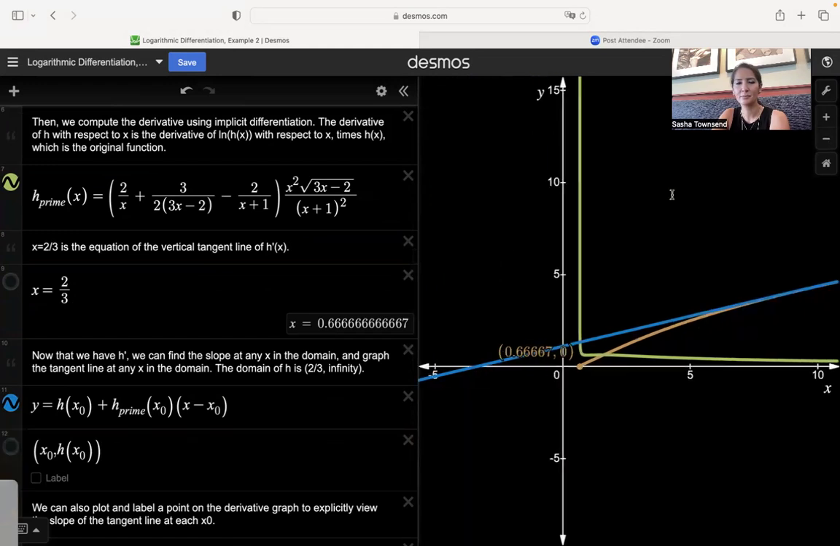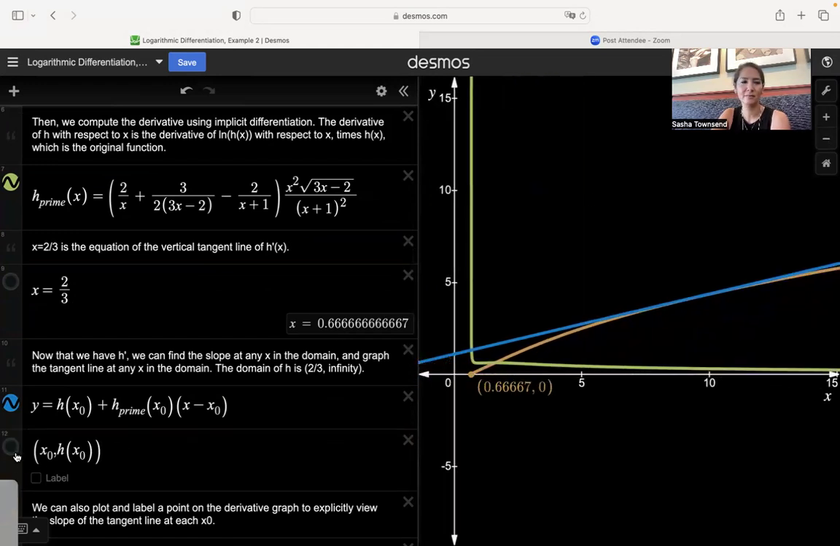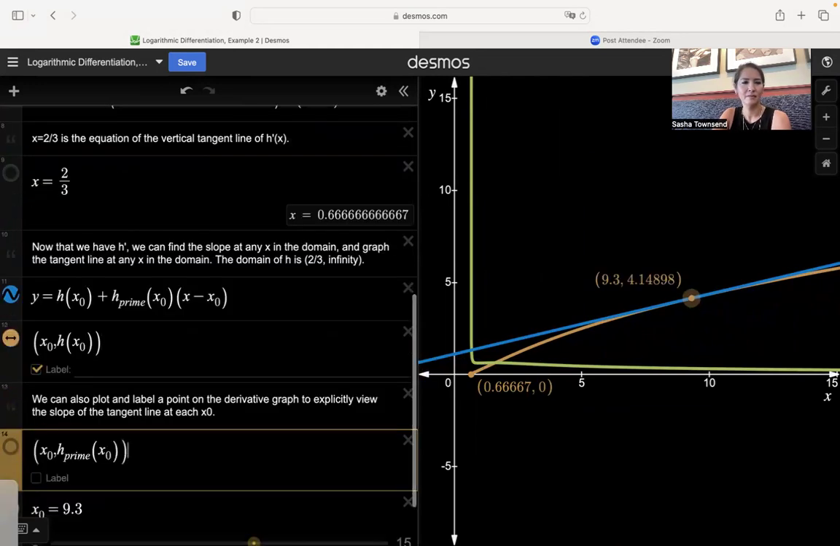At any x naught in the domain, and the domain is 2/3 to infinity. So I want to plot the point x naught, h of x naught. And I'm also interested in the slope of that tangent line. So I want to plot x naught, h prime at x naught. So for this particular tangent line, the blue tangent line that passes through the graph at x equals 9.3, y equals 4.14898, at that x y pair, the slope of that tangent line is this 0.32691.